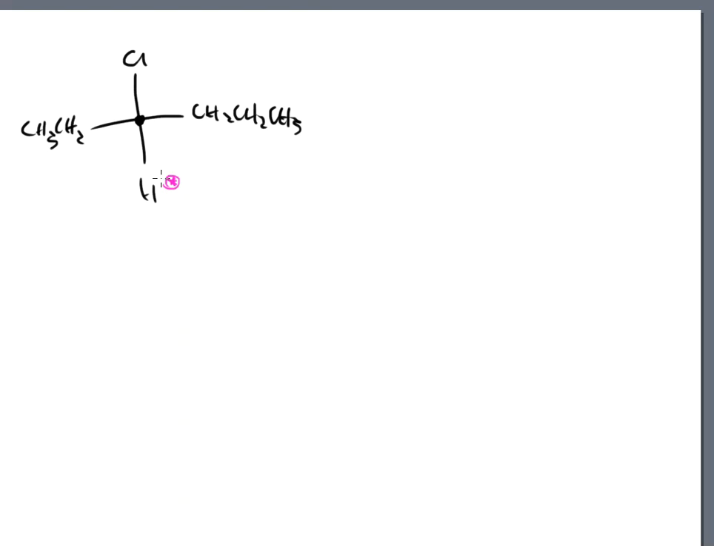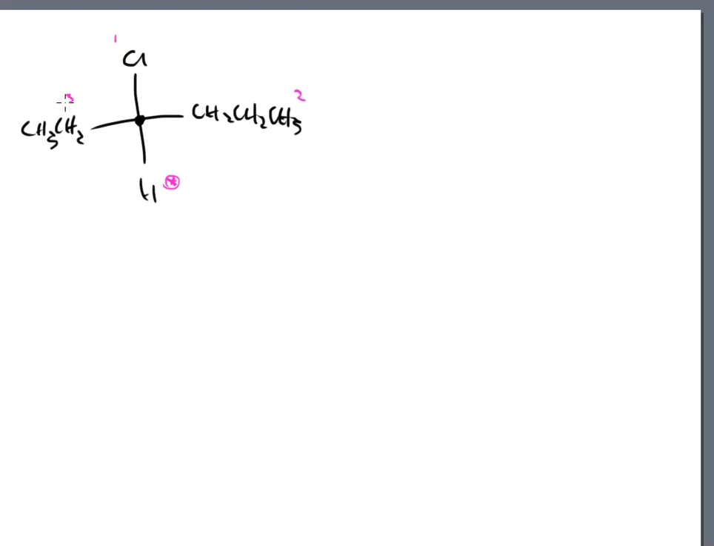I find my highest group. My highest group is going to be chlorine, highest atomic number. Carbon, carbon is a tie. What's next? Carbon, carbon, that's a tie. What's next? Carbon, and that runs out. So this is rank 2, and this is rank 3.